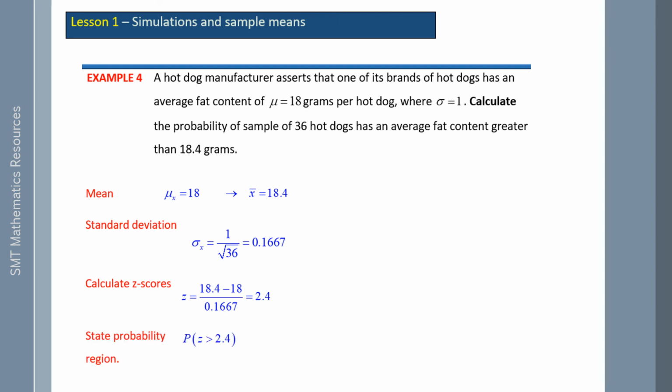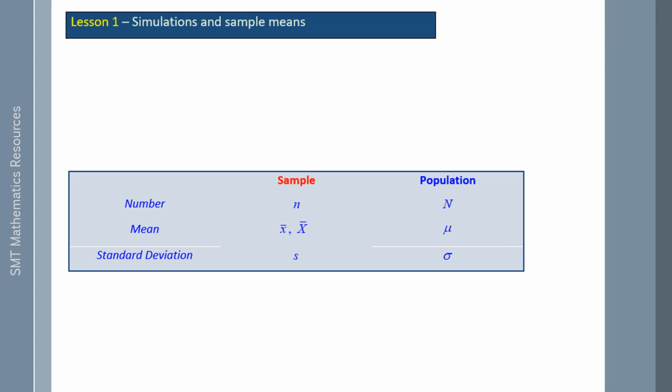So state the probability region. We're going to be greater than the Z score of 2.4. Calculation: the probability of Z being greater than 2.4 is 1 subtract the probability of Z being less than 2.4. That is a very small percentage, not even 1%, 0.82%.